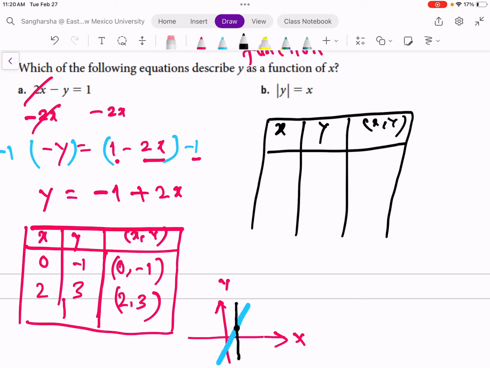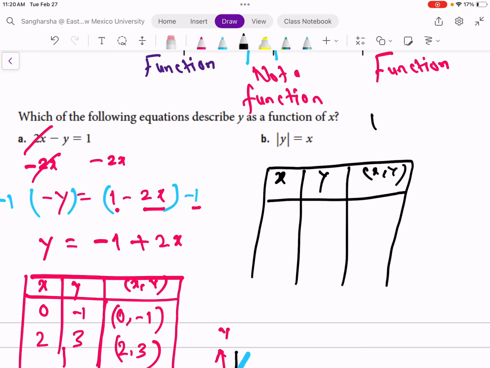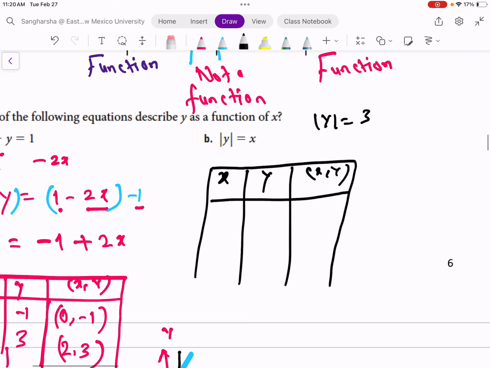Do we need to choose y or x here? Now if you choose x equals 0, what is y equal to? Okay, now let me choose x equals 3. And how do we solve this one? So let's say we have x equals 3. So we have absolute value of y equals 3. How do we solve this? This is an absolute value equation. If we have an absolute value equation, we always get two solutions. In order to get rid of the absolute value sign, we have y equals positive 3 or y equals negative 3. So we have 2 y values for 1 x value.